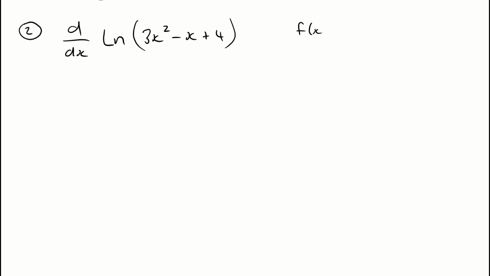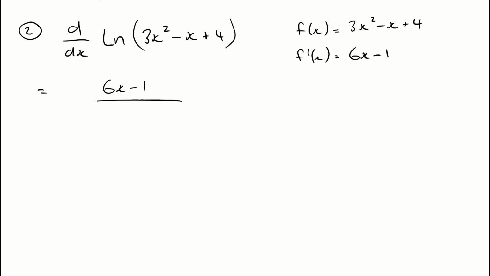If we do another one, we are asked to find the derivative of the natural log of 3x squared take x plus 4. So my function in this case, my f of x, is my 3x squared take x plus 4, and my derivative of that function is just 6x minus 1. So the answer to this question would be that derivative, 6x minus 1, divided by that original function.